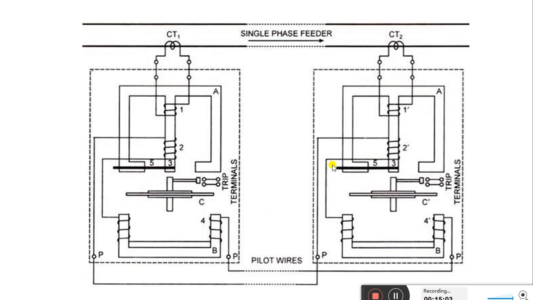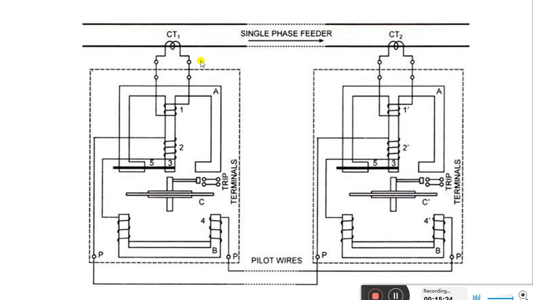In the Translay system, the system works as an induction type overcurrent relay, and this system is also designed for the overcurrent protection of the transmission line. So in this system we have two CTs, CT1 and CT2. Both are connected with the relays 1 and 1 dash.